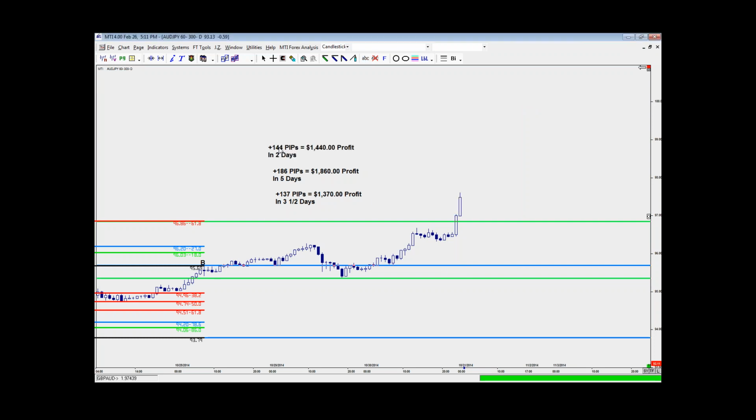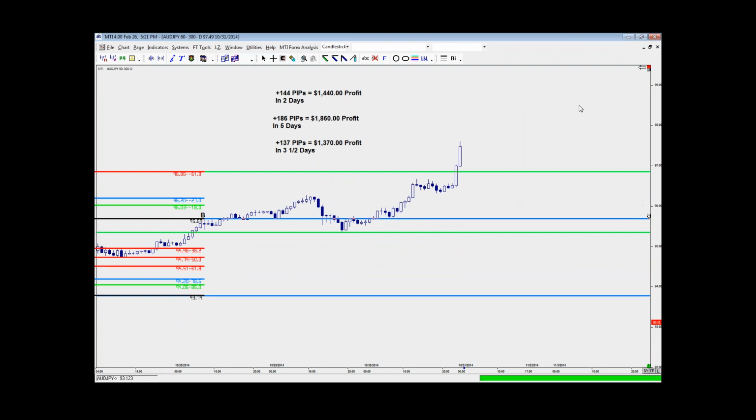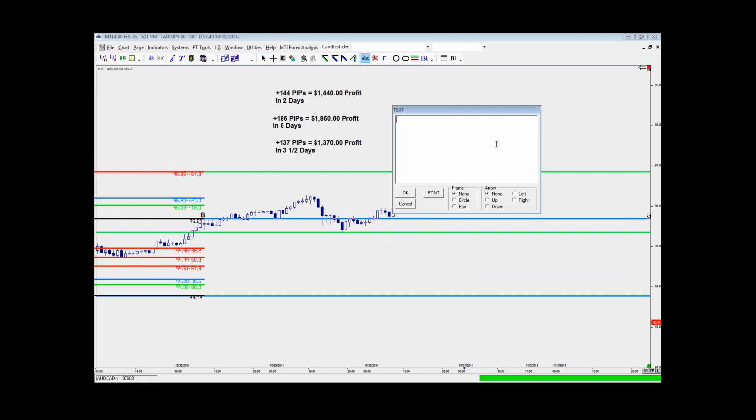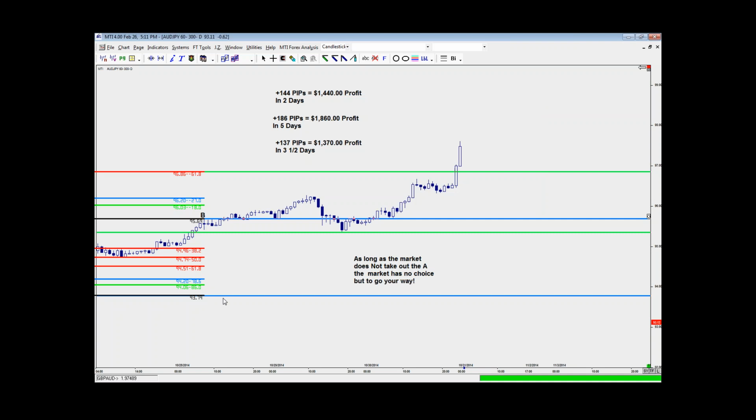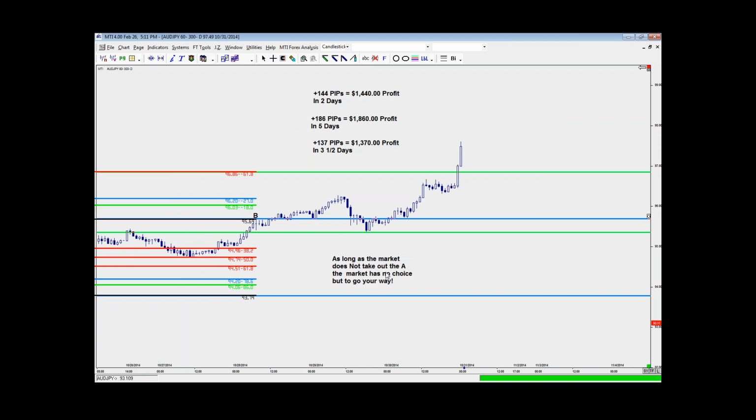Now, what Ron is saying is, yeah, but don't you have to watch out for the lower lows and retracement? Yeah, absolutely. So look, if you're taking notes, I want you to remember this one thing that I'm about to tell you: as long as the market does not take out the A, the market has no choice but to go your way. So understand that as long as the market does not take out your A, it has no choice but to go your way. Make sense?